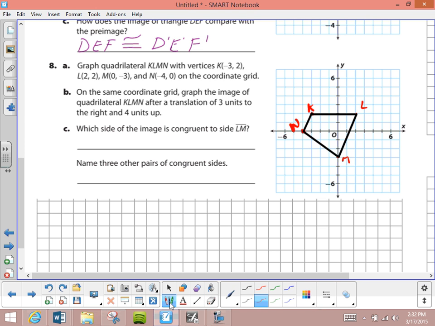So for this, you were supposed to go 3 to the right, grab 1 point at a time and go 1, 2, 3, and then how many up? Right here. And that will be L prime. Always do that. Once you move it, that's going to be the image now. Pre-image, prime is the image. So you go 3 and then 4 up. And that'll be K prime. And then N will be 3 and then 4 up. That would be N prime. It would be 3 and 4 up. And that would be M prime.